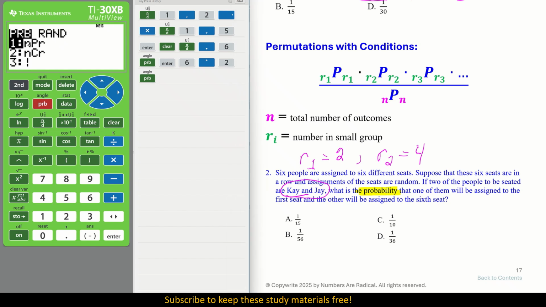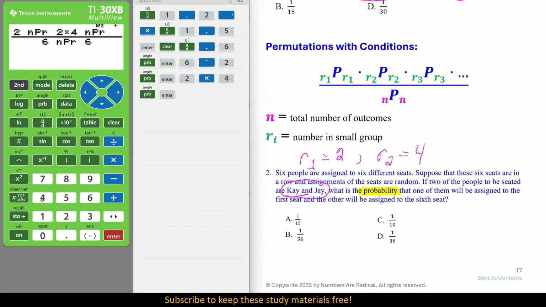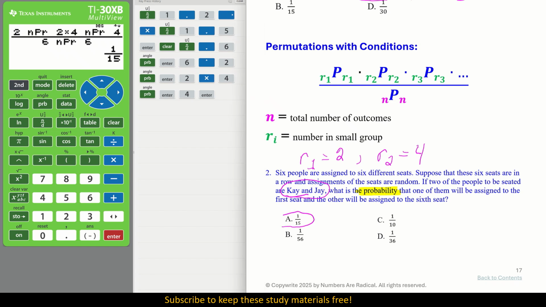We want prob number 1 and 2. Now you multiply them together. Okay, so we have multiplication. Now our other group. Well, that's 4 out of 4. Okay, so 4 prob enter, and don't forget to push 4 again. So now we have the probability of our two parts multiplied together over our total. Now let's push enter, and we get 1 out of 15, which is actually option A.